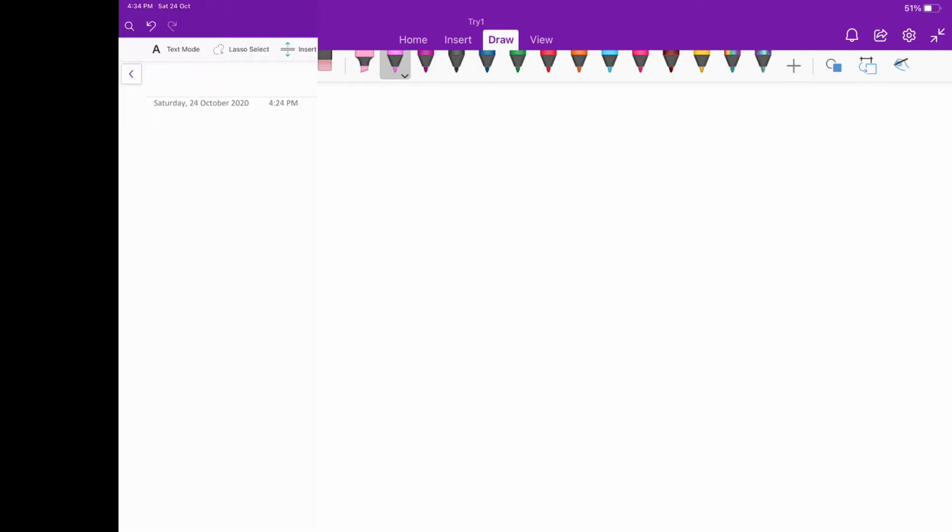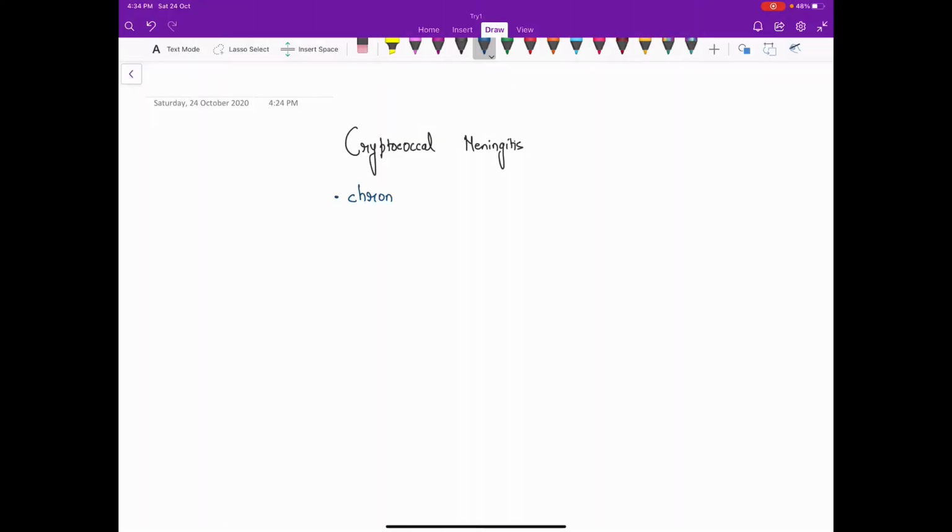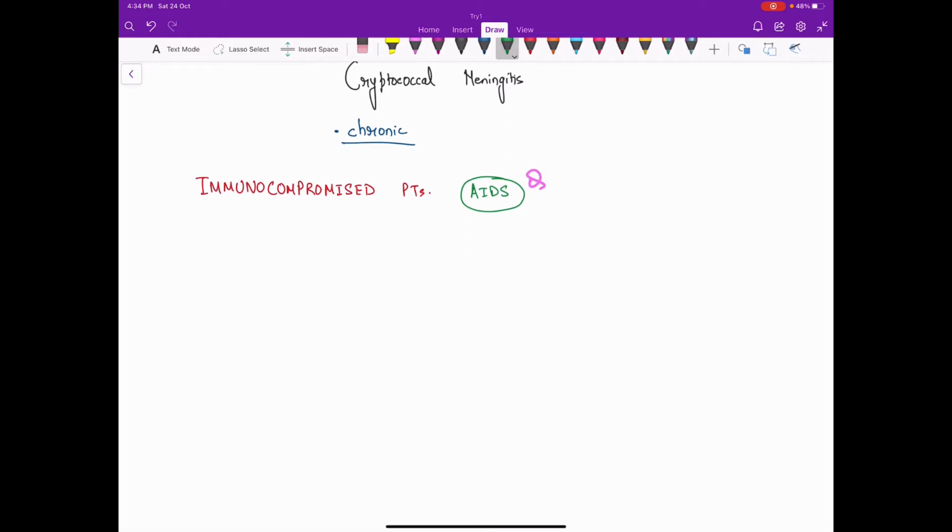Cryptococcal meningitis. The first thing which comes to my mind when I think of cryptococcal meningitis are immunocompromised patients. People with AIDS are prone to cryptococcal meningitis, and it is something which comes up in the exams too. As I already said, cryptococcal meningitis is a type of chronic meningitis.